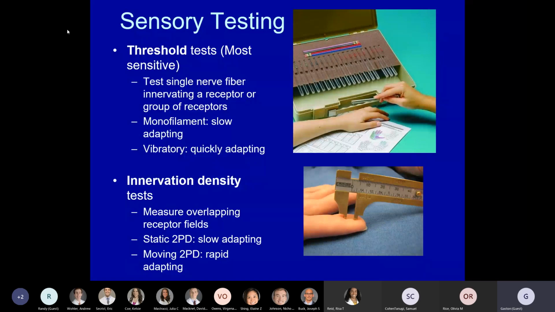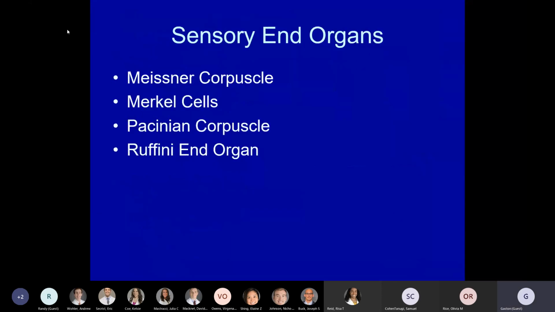There's two types of threshold tests that really hasn't been asked much in a long time, so I'm not going to spend too much time. But there's thresholds that tests a single nerve fiber or group, and there's innervation density, which tests overlapping receptor fields. So you can remember your 2-point discrimination is innervation density. Your monofilament and vibratory are threshold tests.